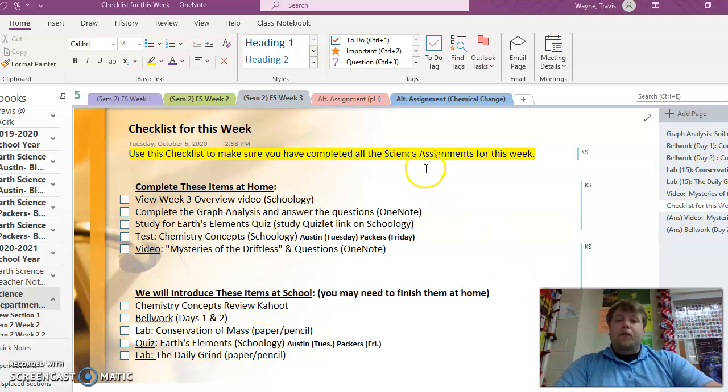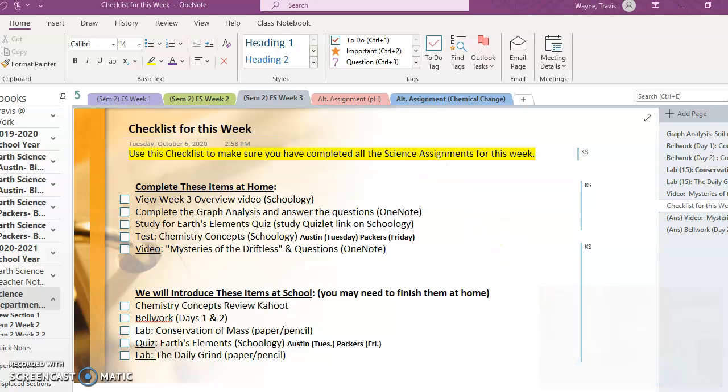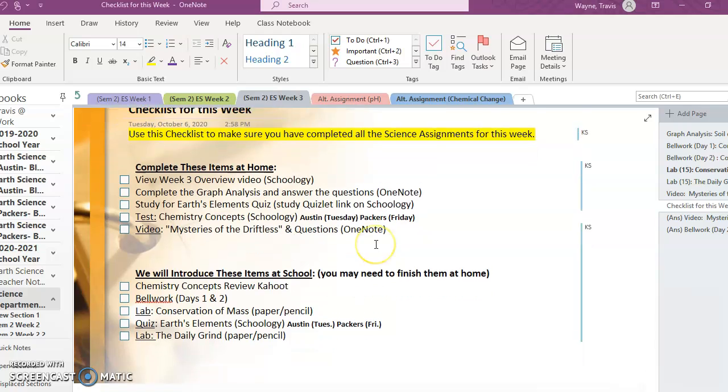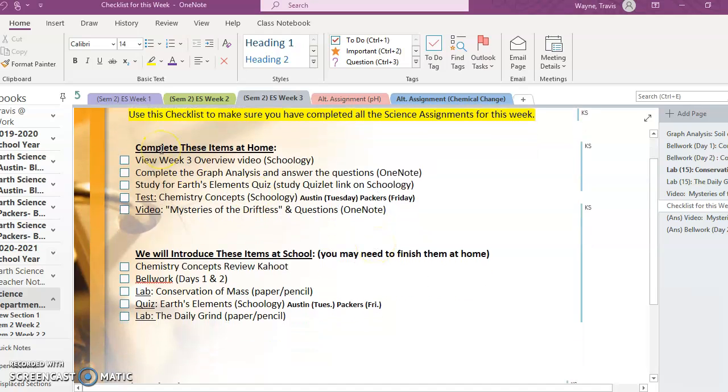So, if we take a really quick look here, we're going to start off by looking at your checklist on OneNote. As you look at this week, there is actually quite a bit that we are going to be doing. Some of this is going to rely on you to complete this work at home. Some of this we are going to be doing in school.